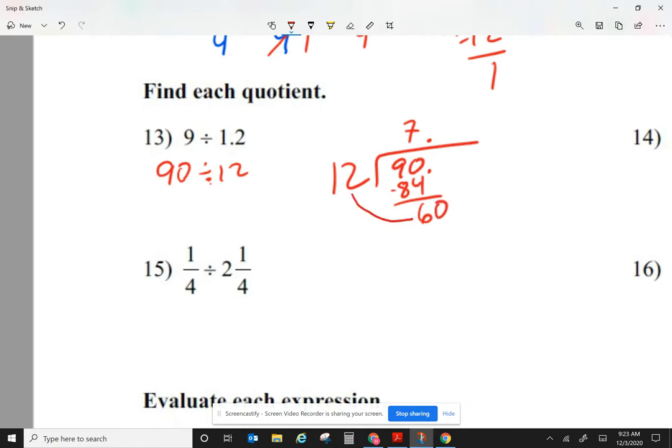Then I ask myself, how many times does 12 go into 60? Well, 5 times, because 12 times 5 is 60. When I subtract this, my remainder is 0. Once I have a remainder 0, that's when I stop. And my answer will be 7.5. I'm going to keep it as positive since the numbers at the beginning were the same sign.